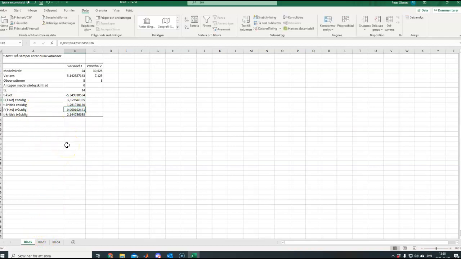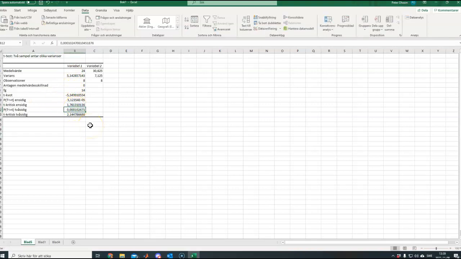Or if we assume, and this is assuming that we know the difference would be in one or the other way, that we call it a one-tailed test. But if we want to be more conservative, if we don't know which of the two variables would be higher or lower, we would look at this one, where we have basically twice the probability. So this is more conservative.